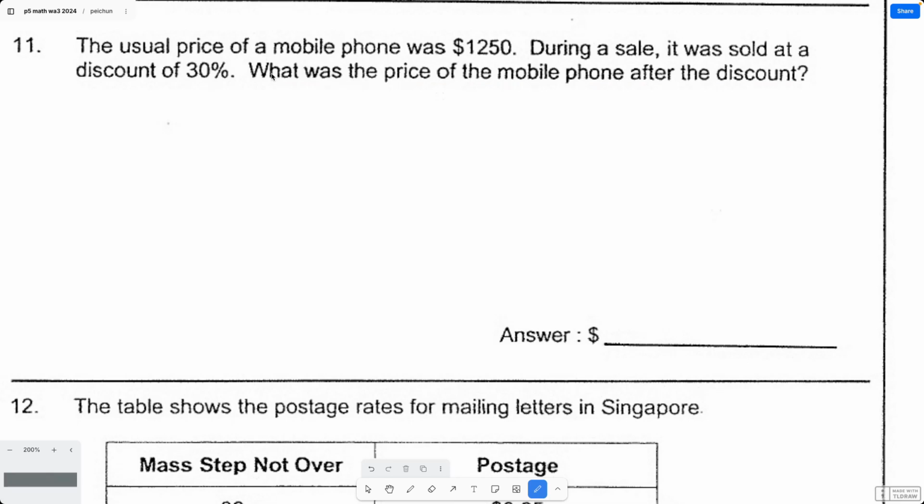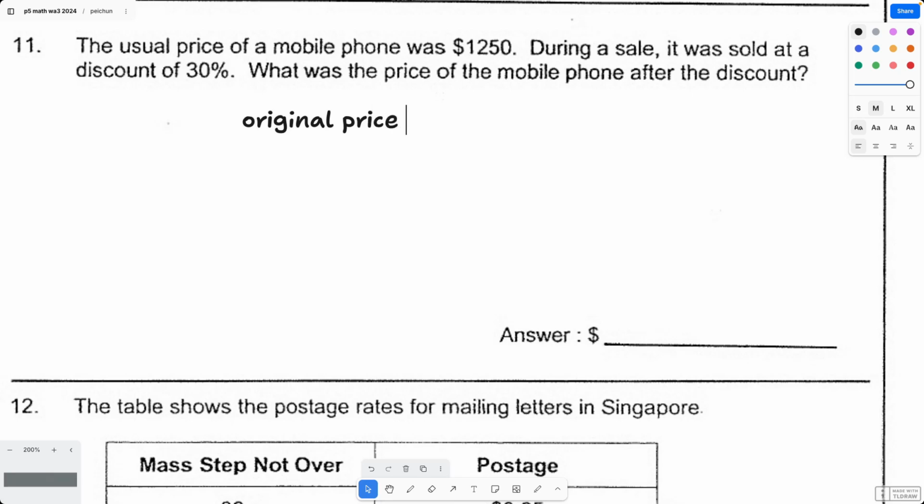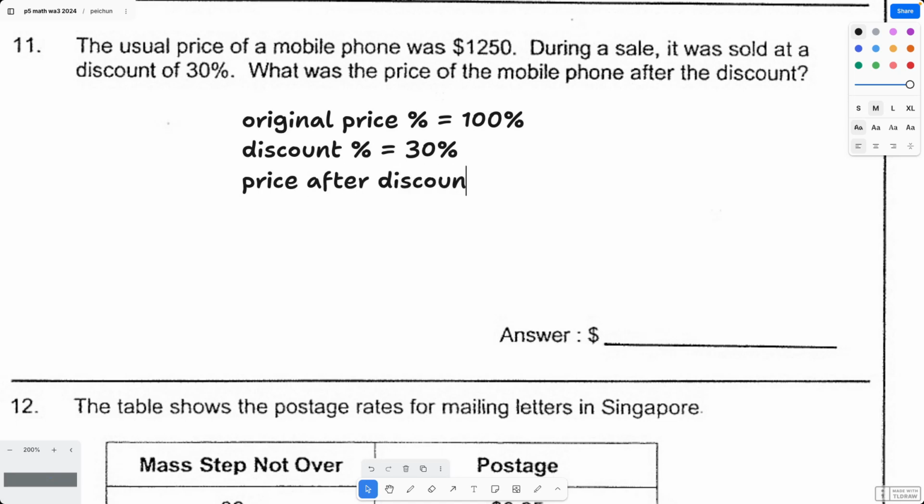Okay, so there's multiple ways to do this, but I will give you one way that I think is safer, I guess. So I would say the original price percentage is 100%. Then we have a discount. That discount percentage is 30%. So the price after discount is basically 100 minus 30, and this gives you 70%.